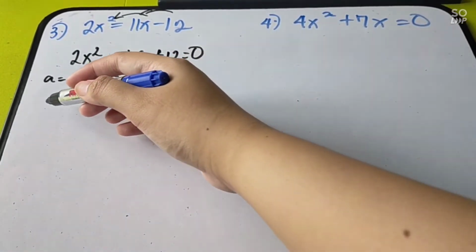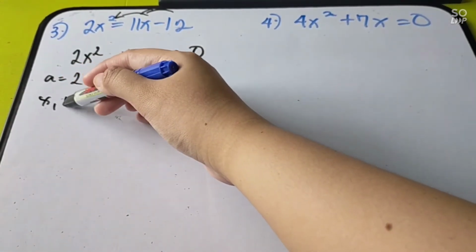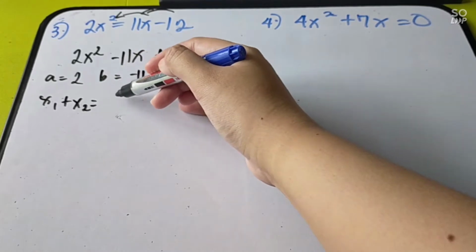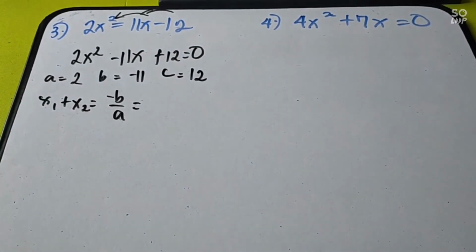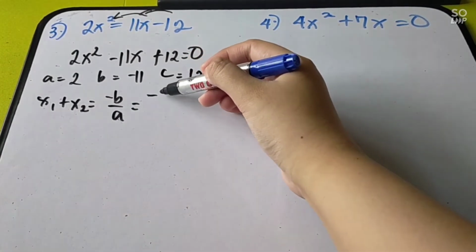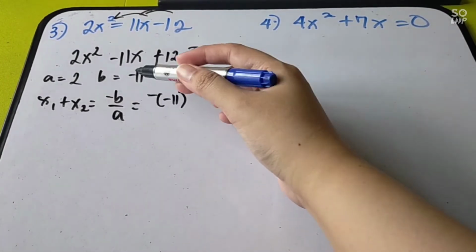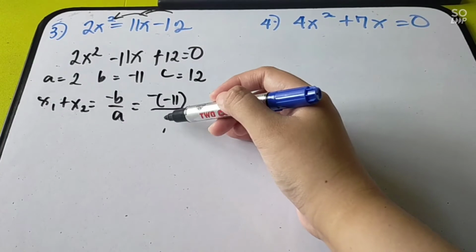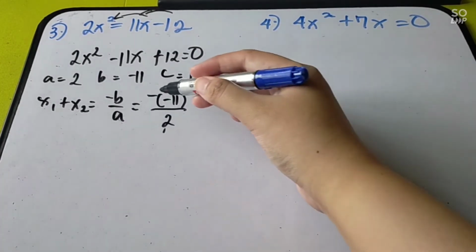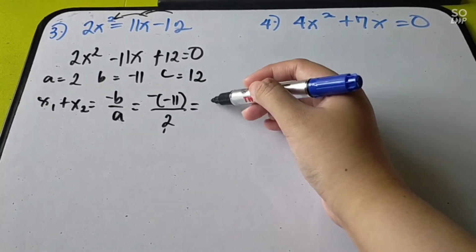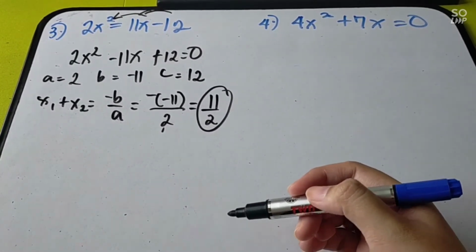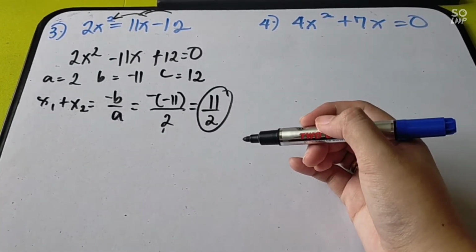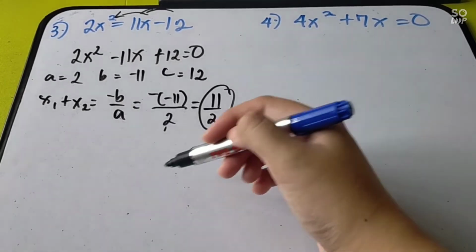Then, afterwards, let us have your formula. x sub 1 plus x sub 2 is equal to negative b over a. So, it is equal to negative times negative 11. Yun kasi yung b mo, negative eh. Then, your a is 2. So, negative times negative 11, that is positive 11. 11 over 2. Ayan na, tapos na. That's the sum, 11 over 2. Or, pwede mo naman siya i-change into 5 and 1/2.